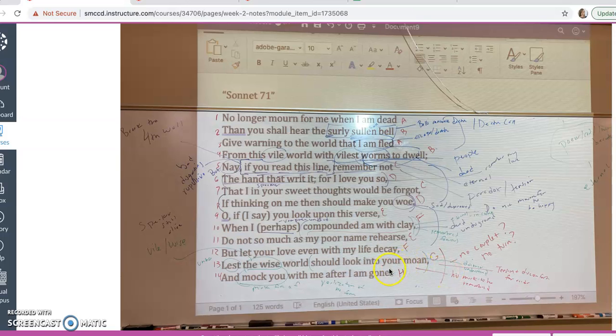Shakespeare did this for a reason, so just keep that in mind as you're reading the poem. Okay, let's go quatrain by quatrain. No longer mourn for me when I am dead. Again, mourning means to feel sorrow, to be sad, to grieve.